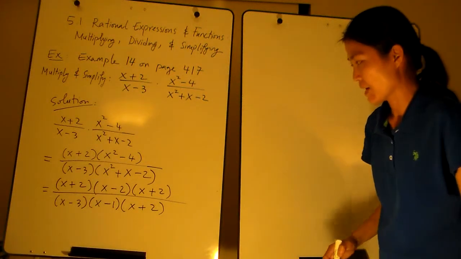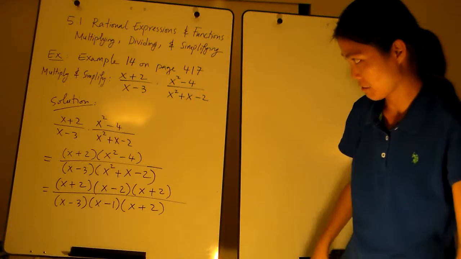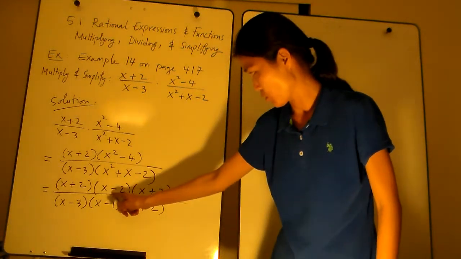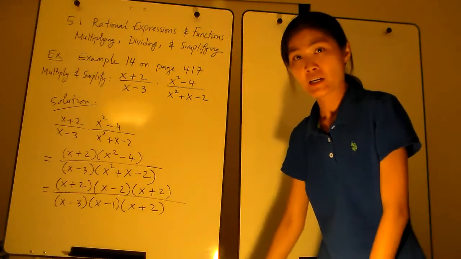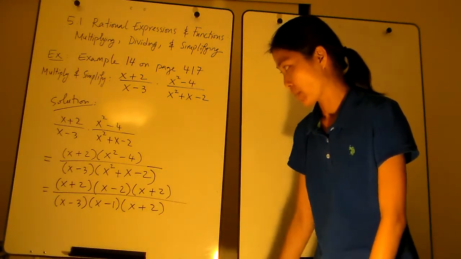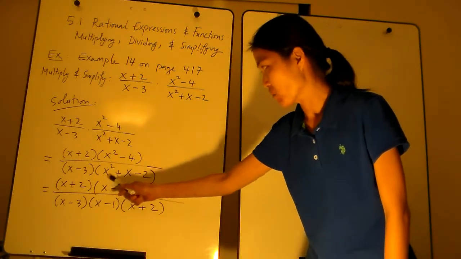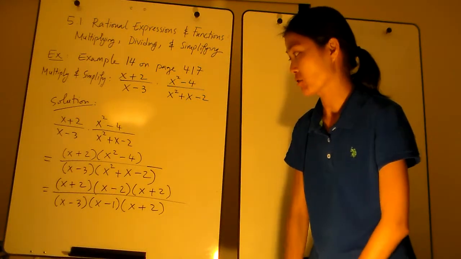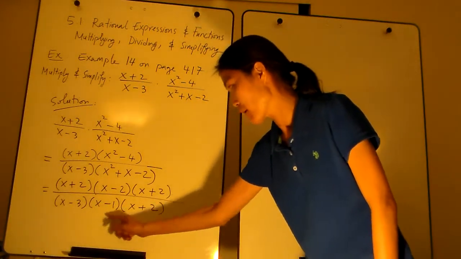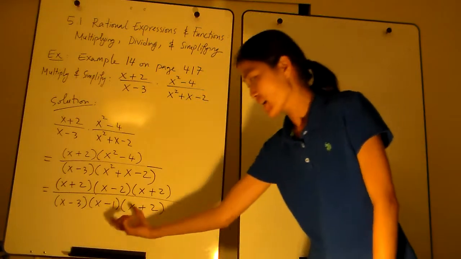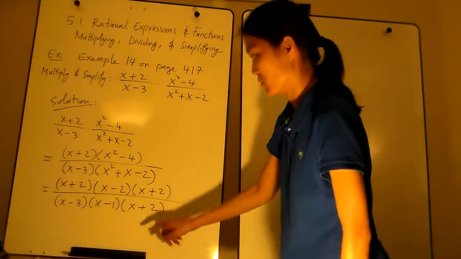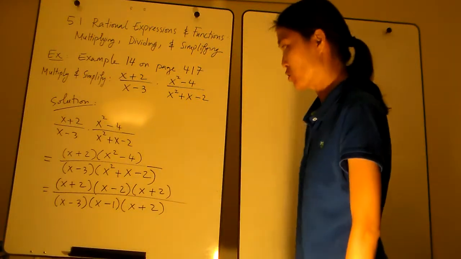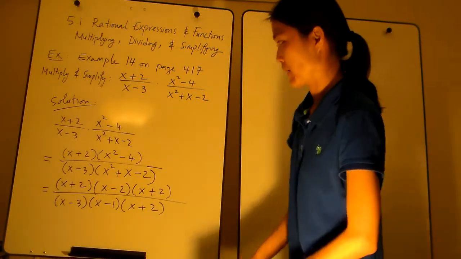Let's simplify. Do you see that I just factored x squared minus 4 into x minus 2 times x plus 2, and that's all I can do. I cannot factor any further. For the trinomial x squared plus x minus 2, I just factored it into two factors, x minus 1 times x plus 2, and that's all I can factor. I cannot factor any further. Given x minus 1, x plus 2, or given x minus 2, x plus 2, okay?